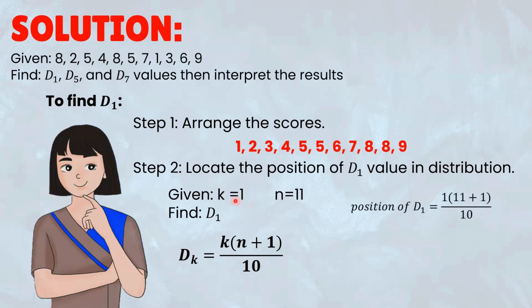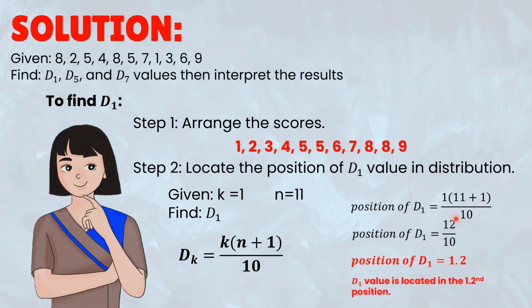We now substitute the given to our formula. So we have position of decile 1 is equal to k is equal to 1, that's why you have 1 here. N is equal to 11, that's why you have 11 here. And then copy the rest in the formula, plus 1 over 10. Perform the operation. So we have 11 plus 1 is 12, times 1, that gives us 12 over 10. 12 divided by 10 gives us 1.2. So decile 1 value is located in the 1.2 position.